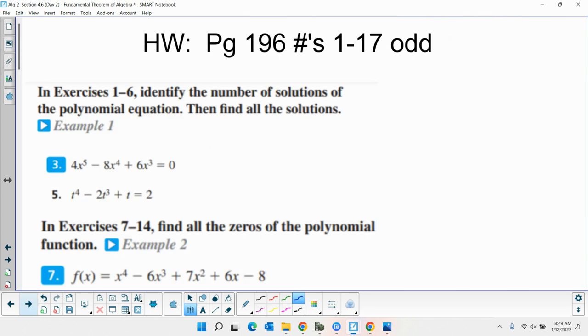So, homework answers. I don't know why I didn't have 1 on there, but let me tell them to you. And then if there's any we need to go over, we can. This was page 196. Gotta get to the right page. Number 1 was 3 zeros, and they are negative 5, negative 2, and 3.